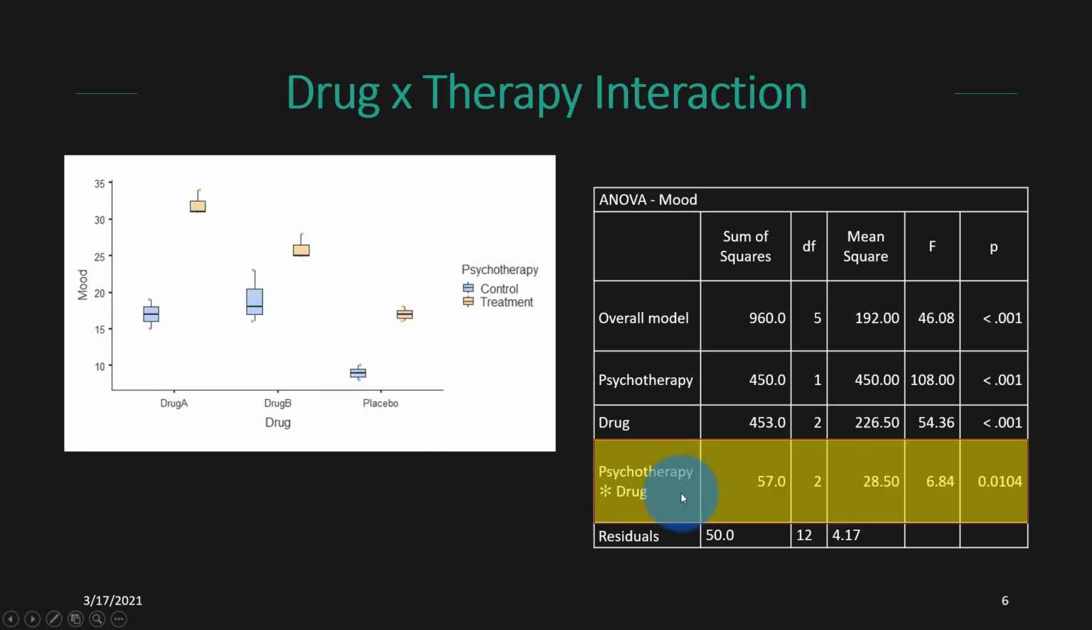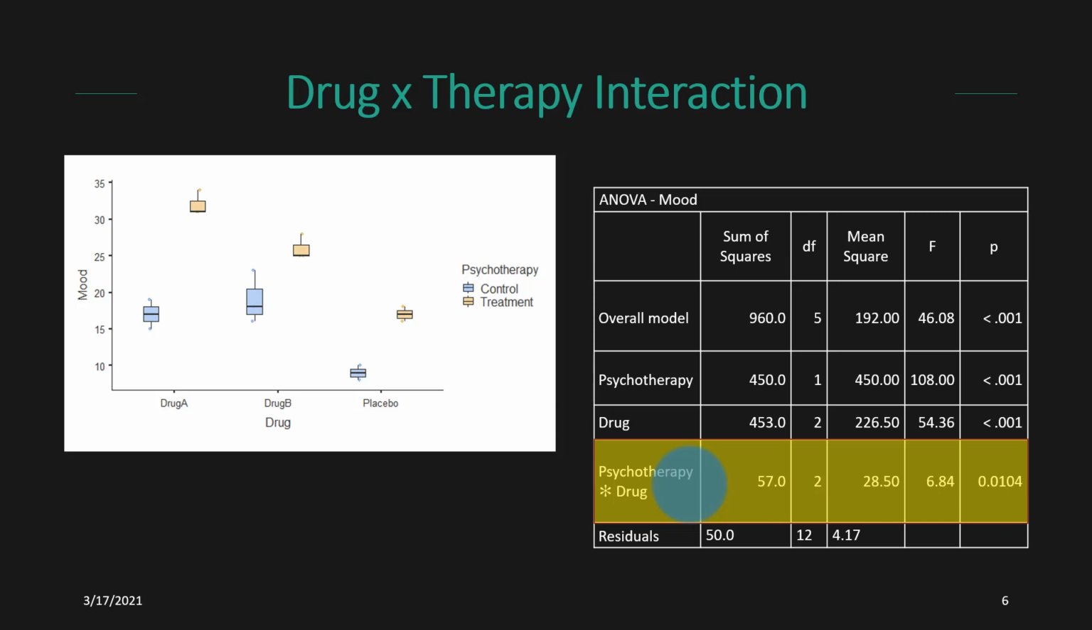Now, in this specific example, however, we have a statistically significant drug by psychotherapy interaction. So that interaction supersedes the main effects, right? Because the main effect of psychotherapy tells us, on average across drug, this is the effect of psychotherapy. And the main effect of drug says, on average across psychotherapy, this is the effect of drug. But the interaction is telling us that looking at things on average isn't the full picture, because the effectiveness of the drug depends on whether you're receiving psychotherapy or not.